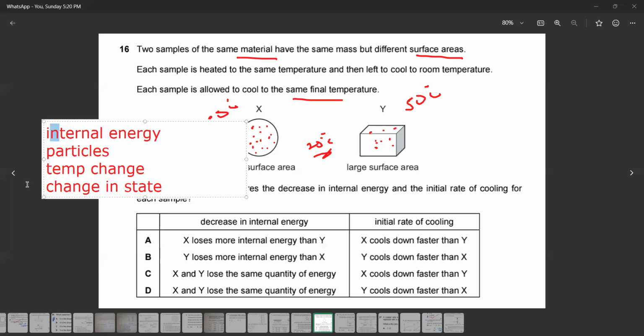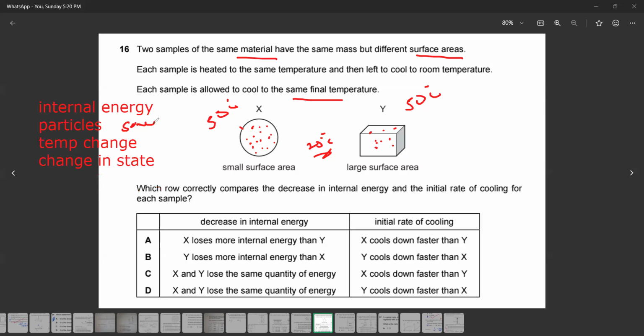So the number of particles is the same for both. The change in temperature is also the same for both, and there is no change in state. So what about the internal energy? The decrease in internal energy for X and Y: as they have the same number of particles and the same change in temperature, X and Y lose the same quantity of energy. So either C can be an answer or D can be an answer.